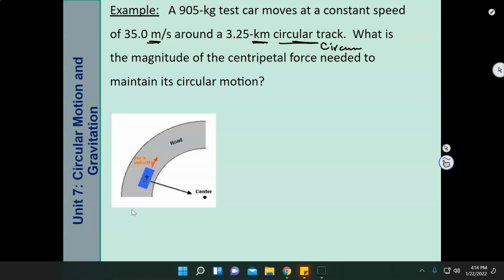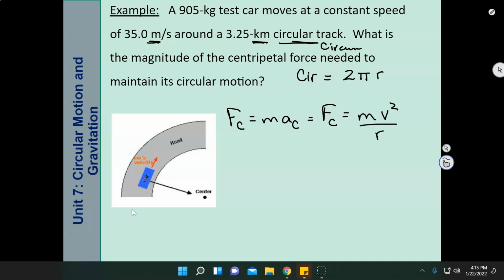So we need to change the circumference into the radius, because we know our force centripetal equals the mass times the acceleration centripetal, which equals force centripetal equals mass v squared over r. Okay, so we need to have that radius right here. So we need to do that conversion.